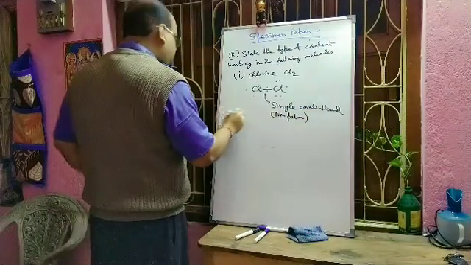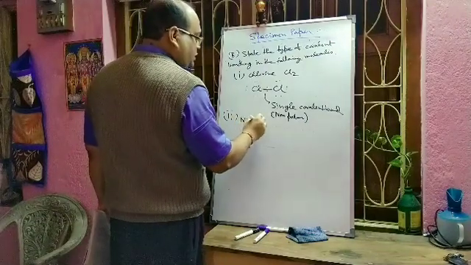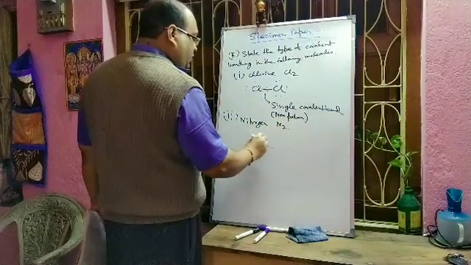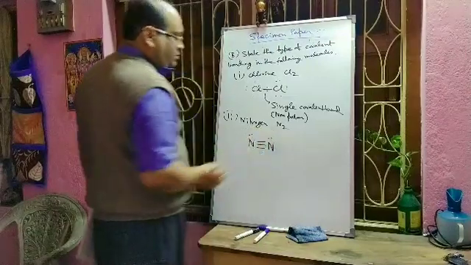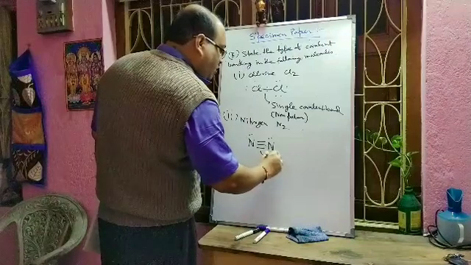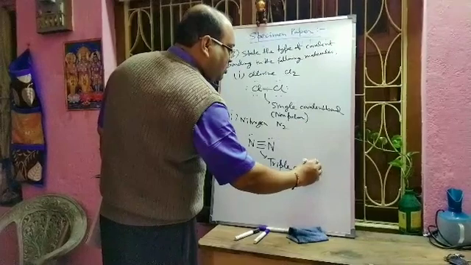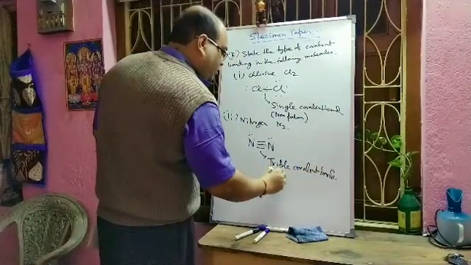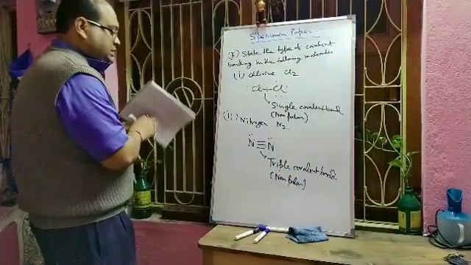Second is given that nitrogen. Nitrogen is also diatomic molecule, so its formula will be N2, and between two nitrogen atoms one triple bond is present and one lone pair of electrons is present on each. Okay, so here type of bond you can write triple covalent bond. This is also non-polar. Hope you can understand.